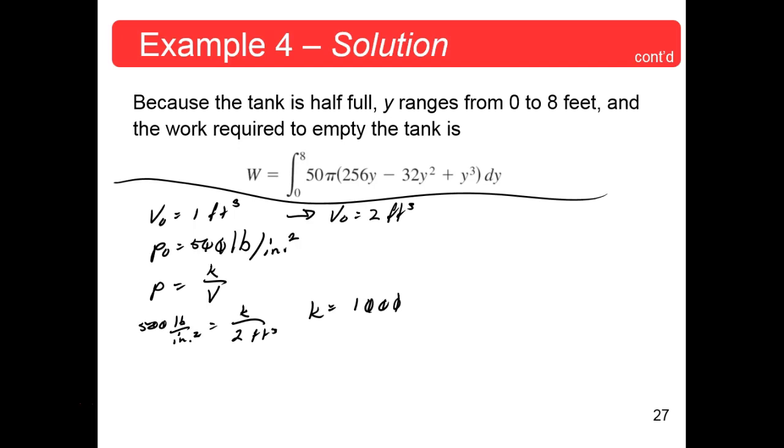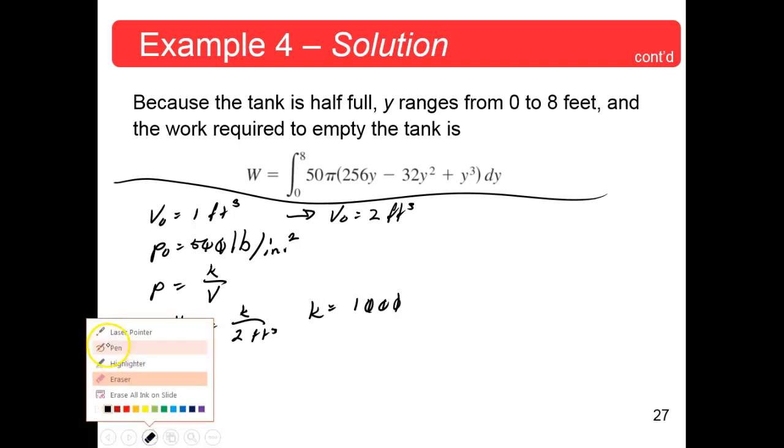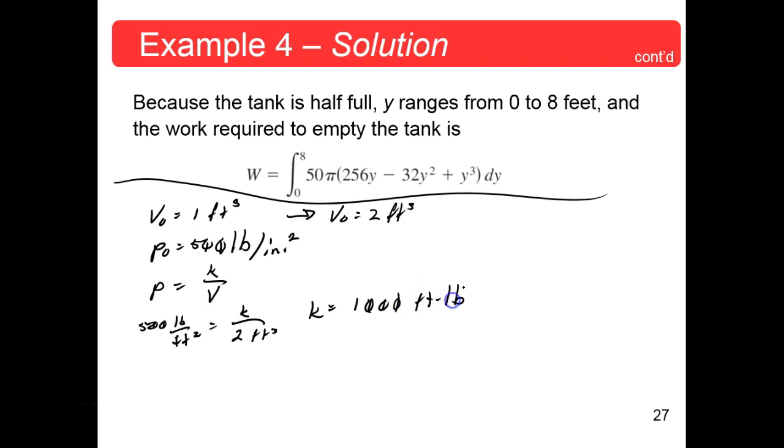No, I'm sorry, I misread it. The pressure is in pounds per square foot. Thank you so much. Okay, if that was per square inch, we got a big problem on our hands. Per square foot. 500 pounds per square foot. Then K would be 1,000 pounds per foot. No, foot-pounds. Yeah, 1,000 foot-pounds. That seems so bizarre that that would be your unit there, but that is what it turns out being.